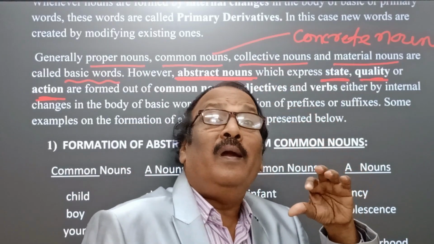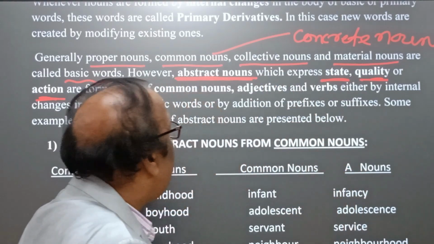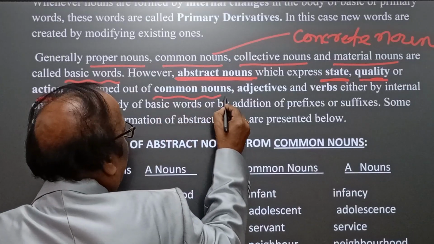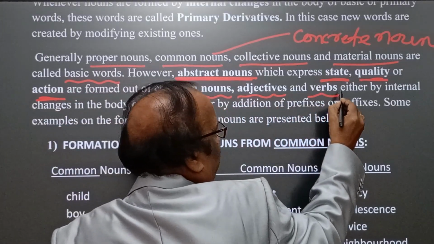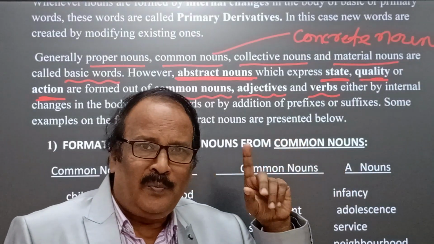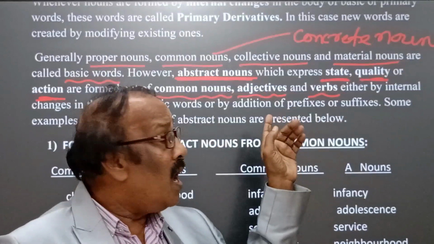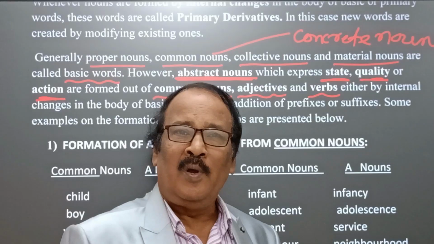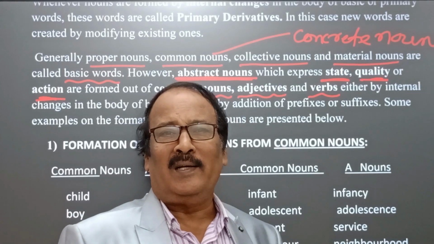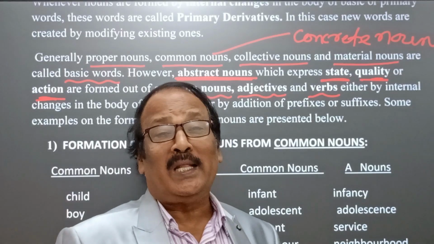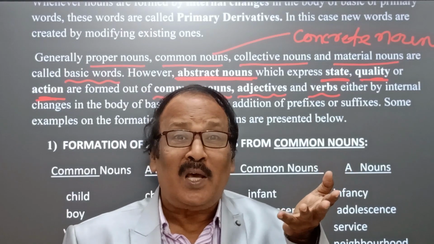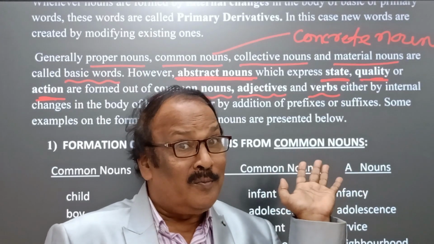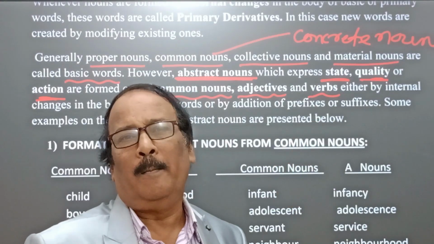Whenever we indicate any state or quality or action, abstract nouns are formed out of common nouns, adjectives, and verbs. As I have already discussed, my dear teachers and parents, you are suggested to make students understand what abstract nouns are, and how they are formed out of common nouns, adjectives, and verbs.